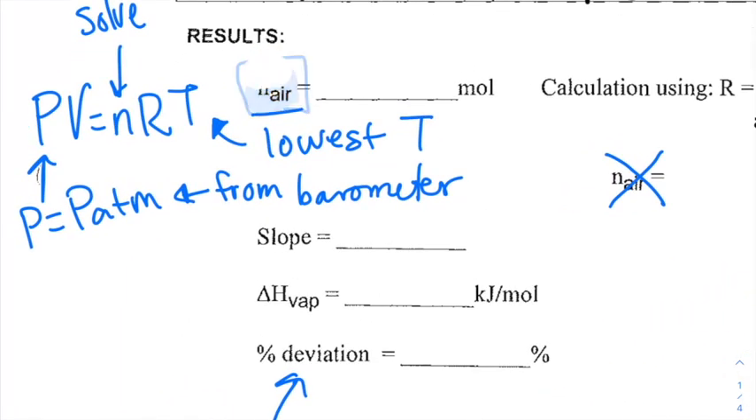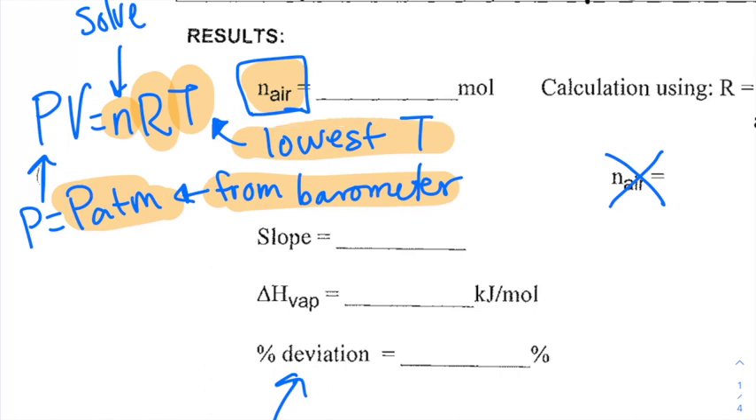Over here where it says N, air, so that is solving PV equals nRT for N. For P, you're using PATM from the barometer, so that is the pressure of the barometer. I recommend you do it in ATM, and I recommend you use your regular R, 0.0821 here. And the temperature right here would be the lowest temperature you have in Kelvin.